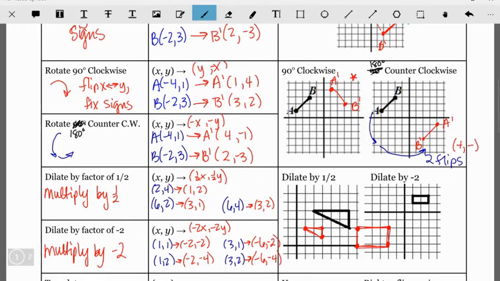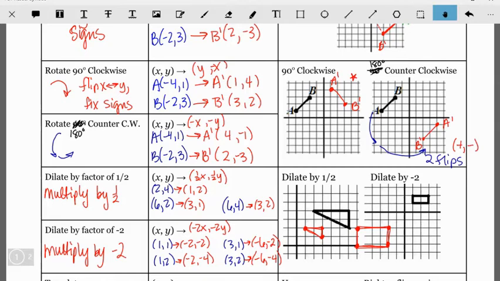So 2 things happened here. We have a rectangle that's twice as big, but where did it get put? And we went on the other side of the graph, other side of the origin. So when we do dilate by a negative, it does end up flipping it around.